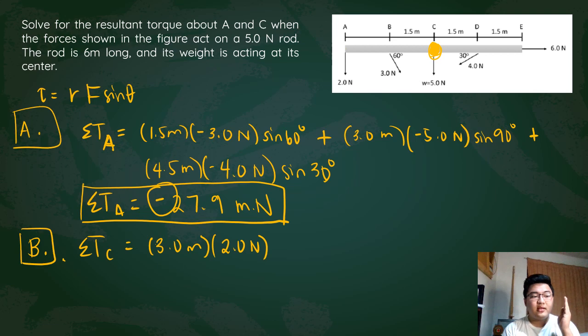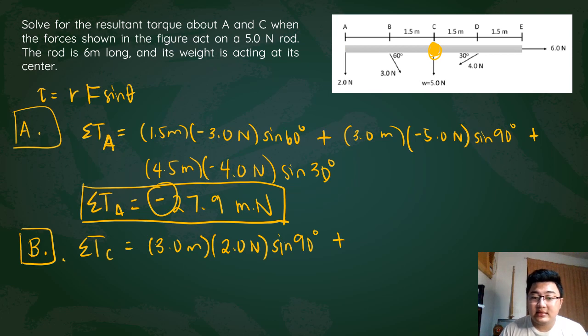Remember, if the torque causes it to move clockwise, then that is negative. But if it's counterclockwise, then that's positive. That's why we have here a positive value. Then you have sine 90 degrees plus, next you have point B.